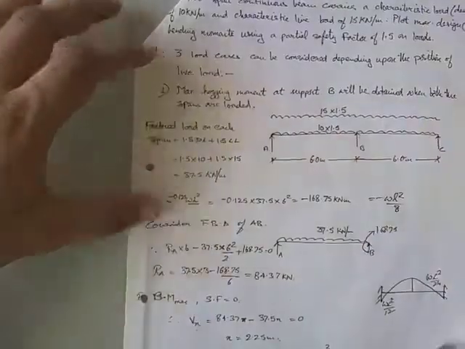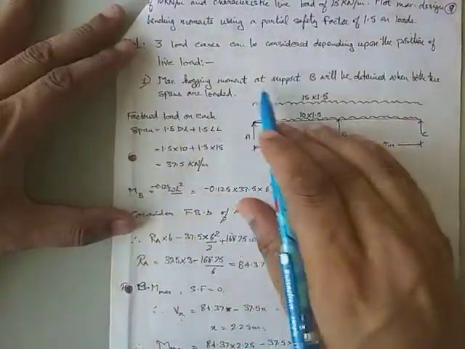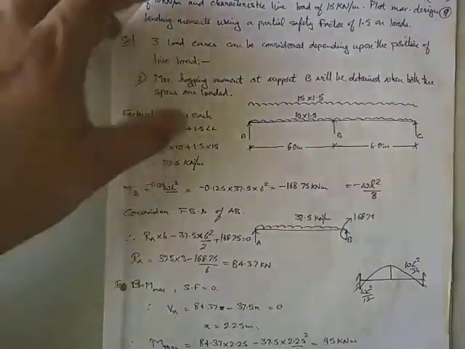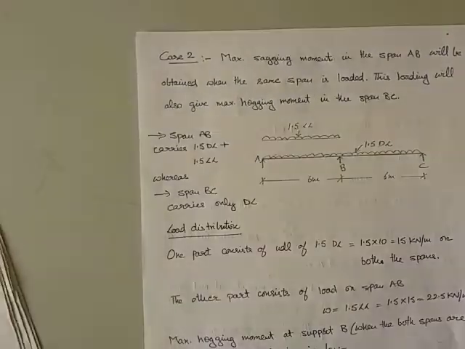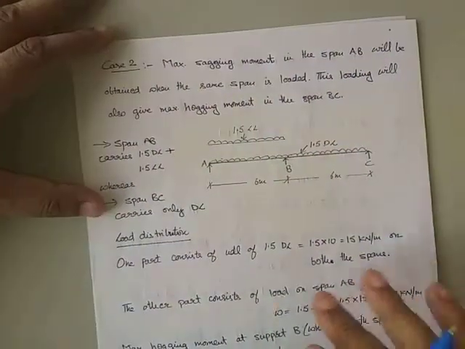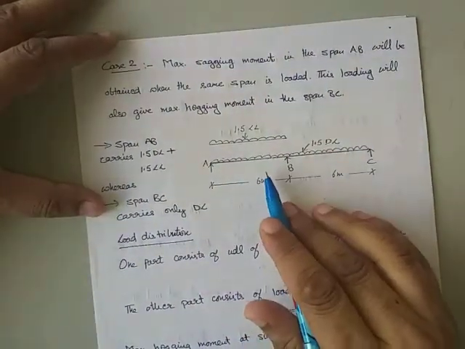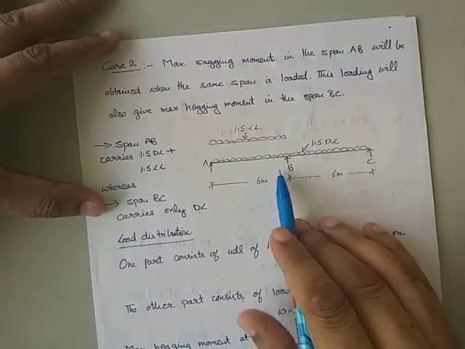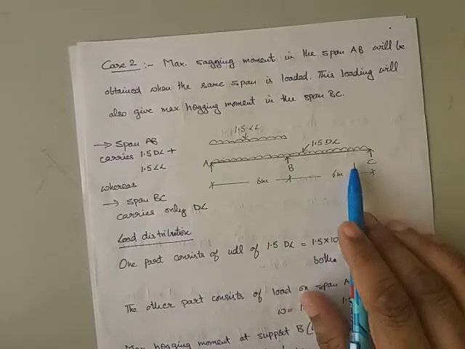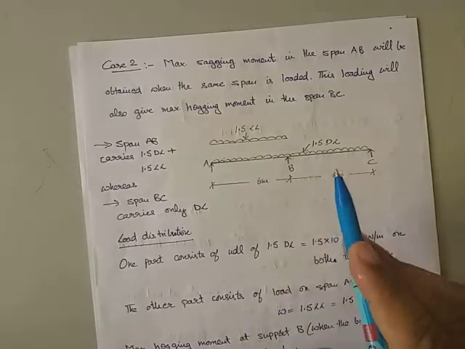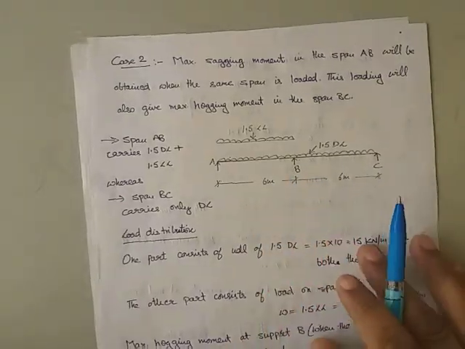The critical case was case 1, the critical moment at B, the maximum hogging moment at support B, which is obtained by the adjacent spans loaded. Then we are going to consider case 2. For case 2, we will consider the span AB. So now there will be two cases: either you consider span AB, or span BC. I have considered span AB, and the other case will be vice versa for this.